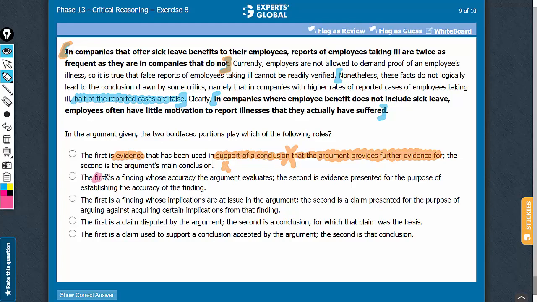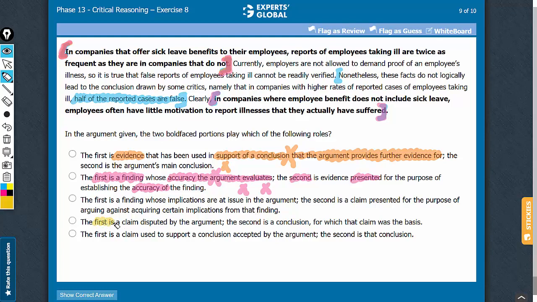Look at answer choice B. Calling the first a finding is alright, but to say that the accuracy of this finding is what the argument is evaluating is just not correct. The argument is not evaluating whether this happened. So answer choice B is just not correct. And even the second part here, the second has not been presented for the purpose of establishing the accuracy of the second. See, the second part has not been said to suggest that this first part here is correct. So answer choice B is a very poor answer choice.